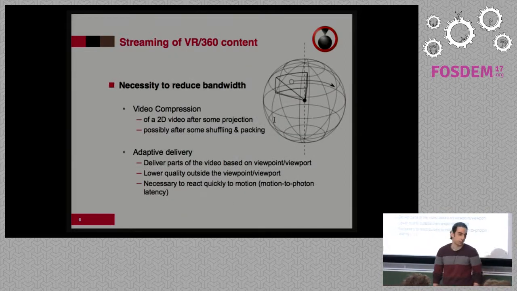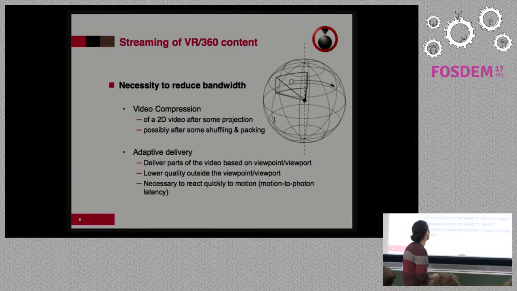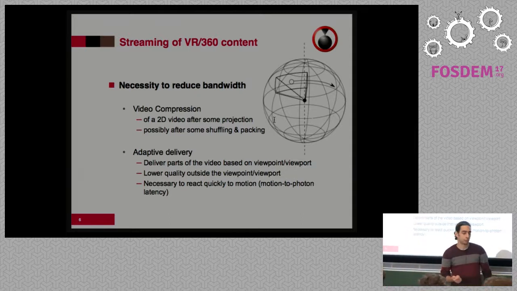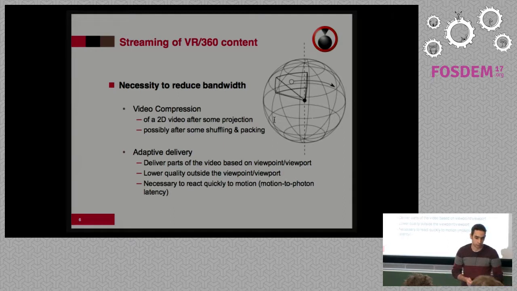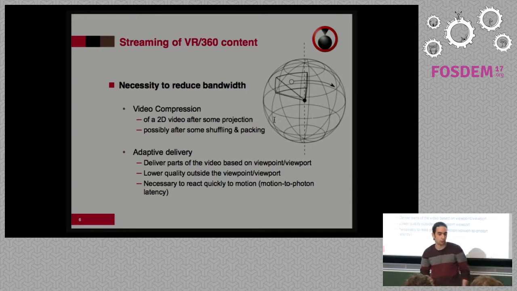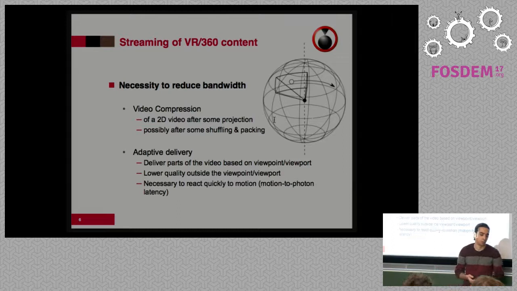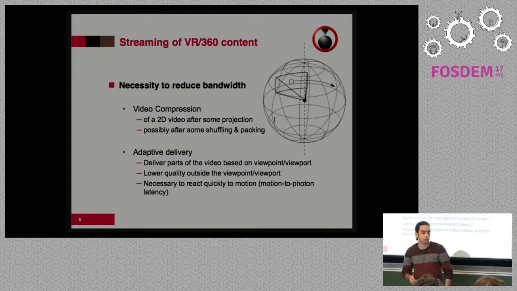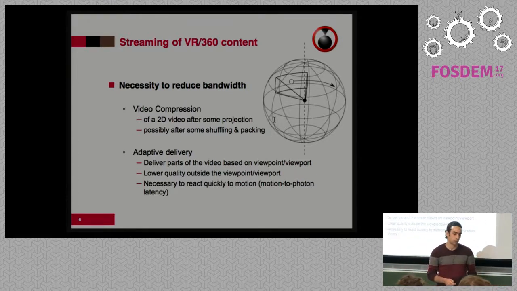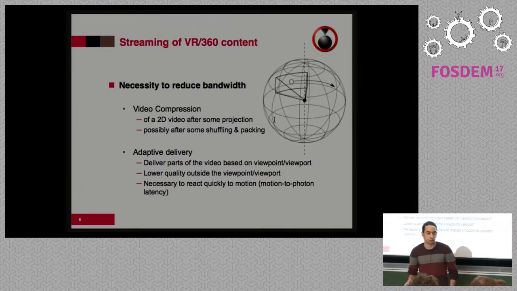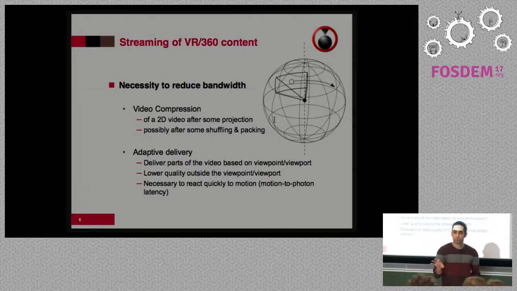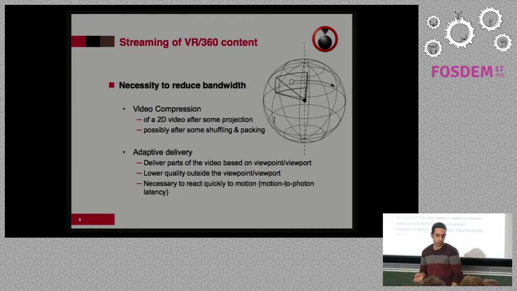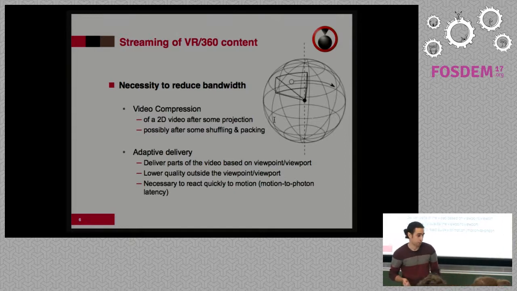We can do this by acting on the compression. We can do a compression of 2D video after some projection, or some shuffling and packing. Or also we can act in the delivery part. We can deliver a part of the video based on a viewport, and put a lower quality outside the viewport. But here we have the necessity to react quickly to motion.